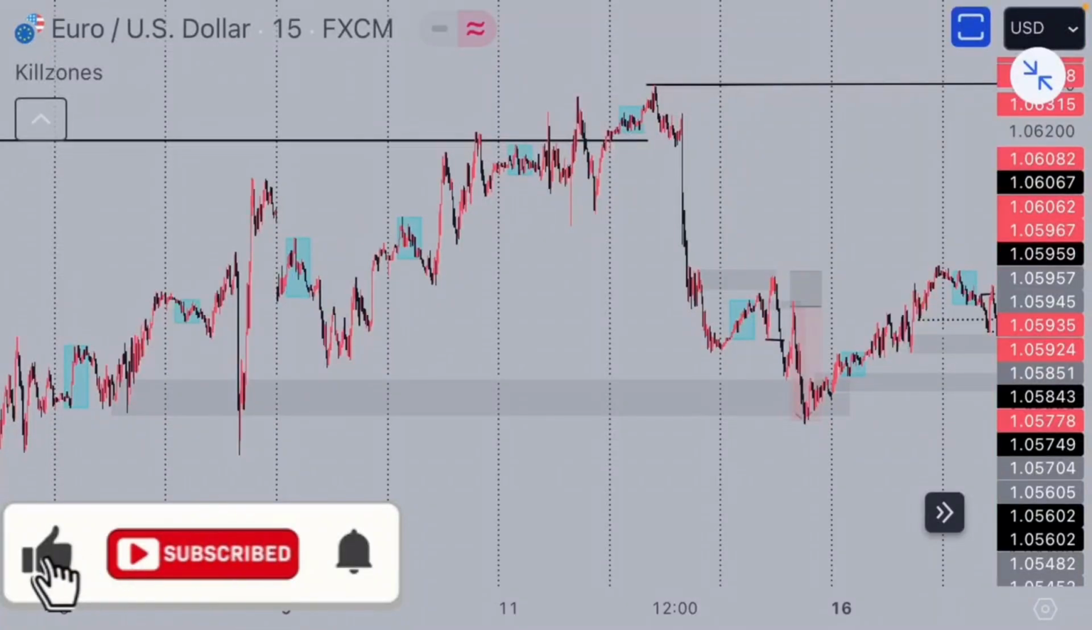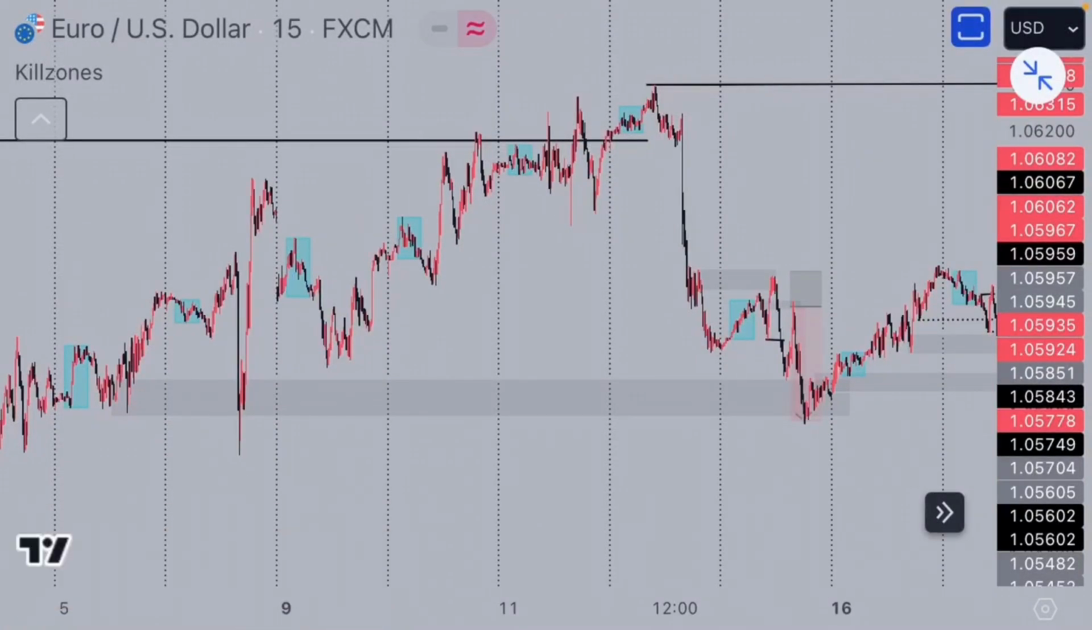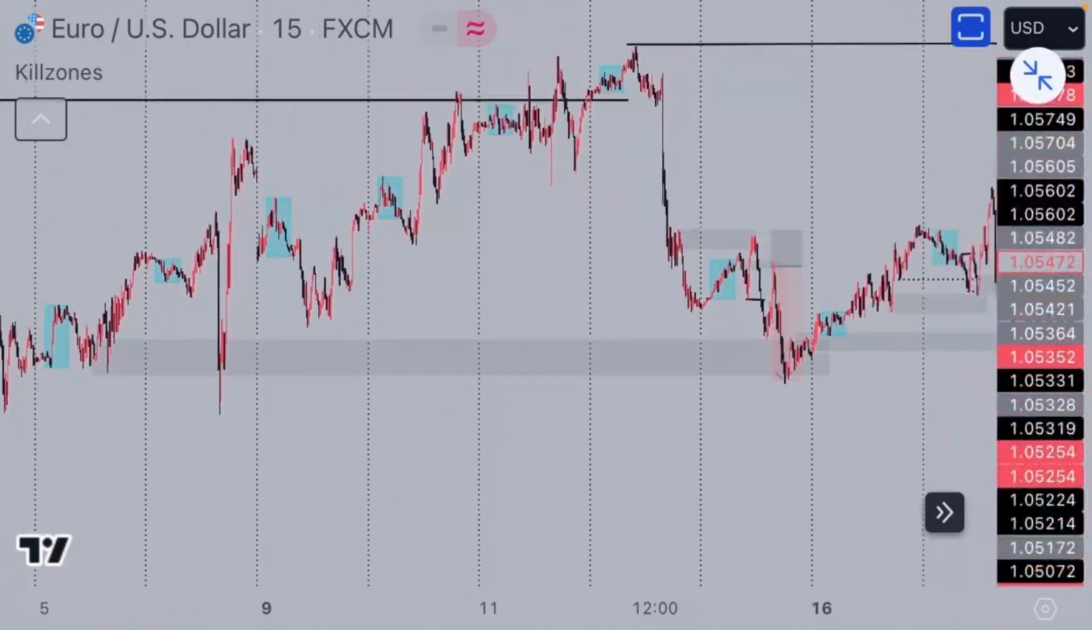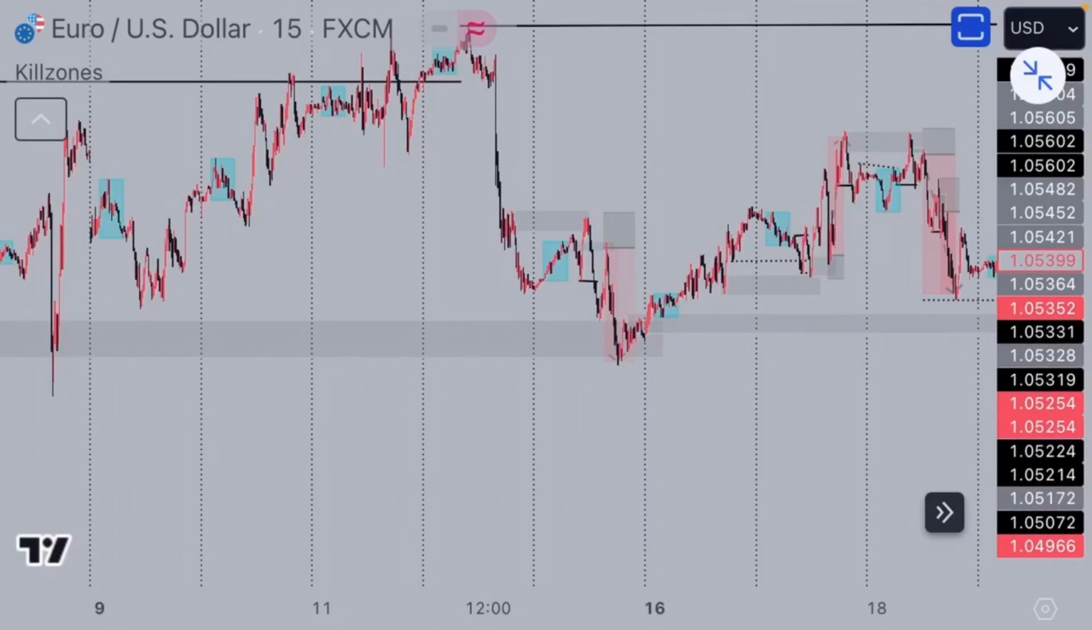I have three confirmations. The first confirmation is my supply and demand. I'm a supply and demand trader. Then plus BOS, which is break of structure, or break of market structure, plus FVG. FVG is fair value gap, which is imbalance. So I work with these three things in my first confirmation.